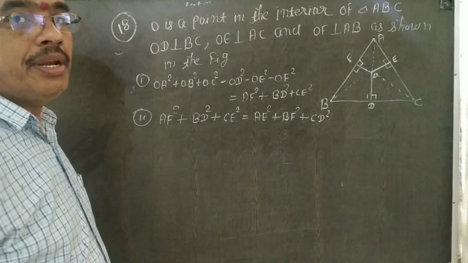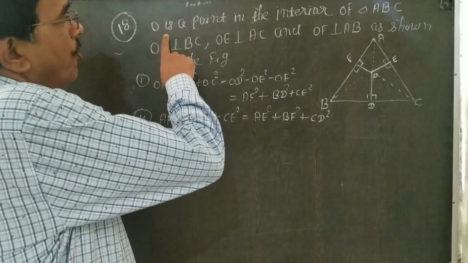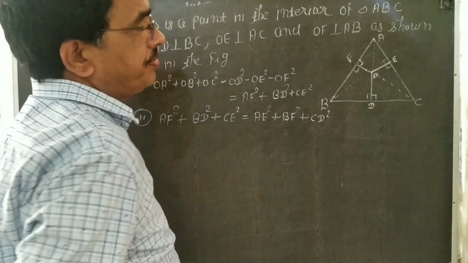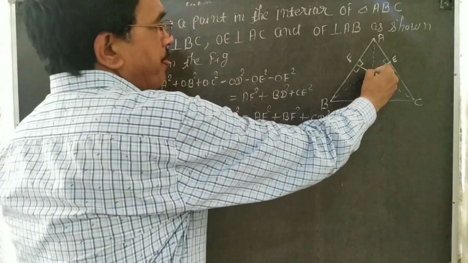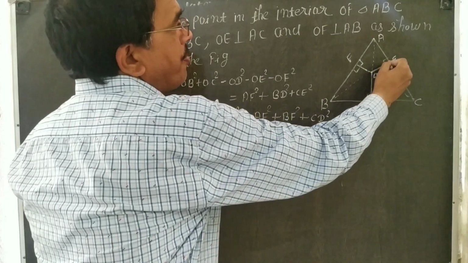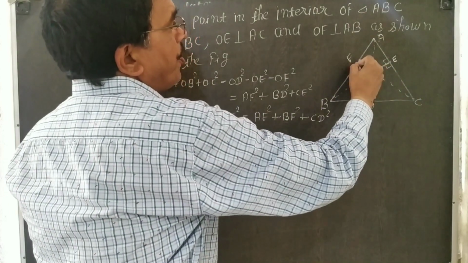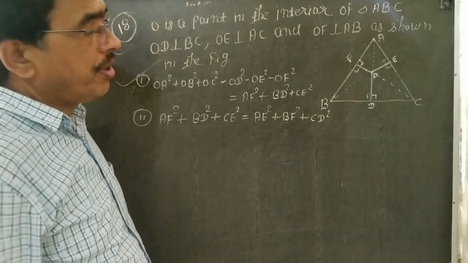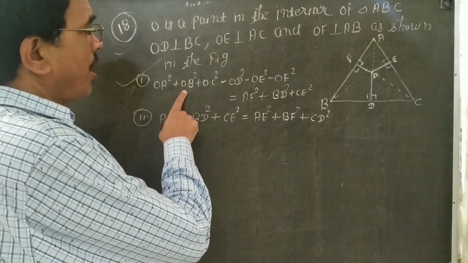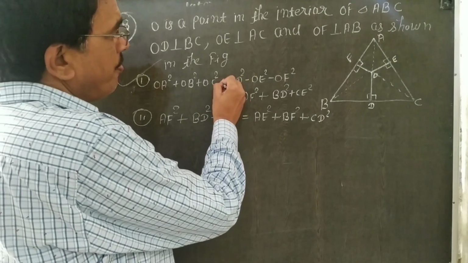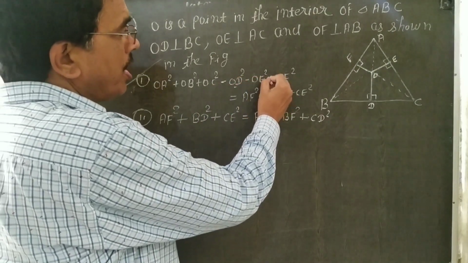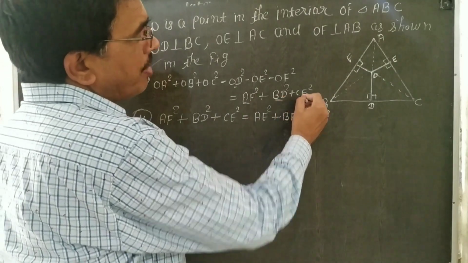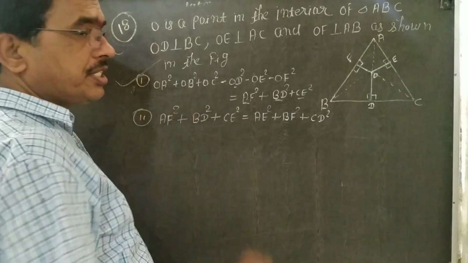Now question number 18 of example 7D. O is a point inside triangle ABC, and OD is perpendicular to BC, OE perpendicular to AC, and OF perpendicular to AB. There are two conditions you have to prove. First condition: OA square plus OB square plus OC square minus OD square minus OE square minus OF square is equal to AF square plus BD square plus CE square. And the next condition is this.